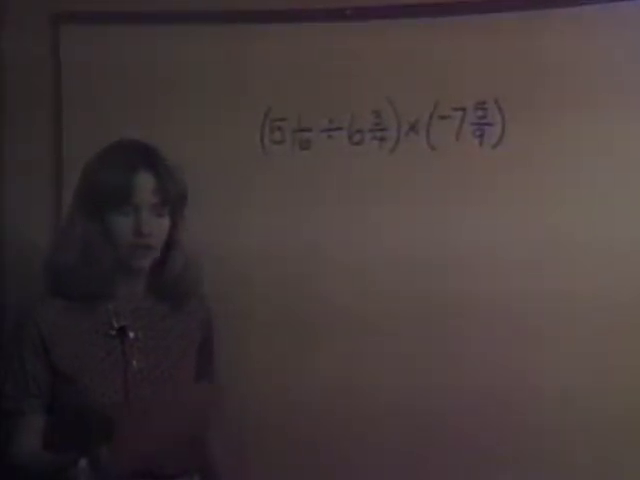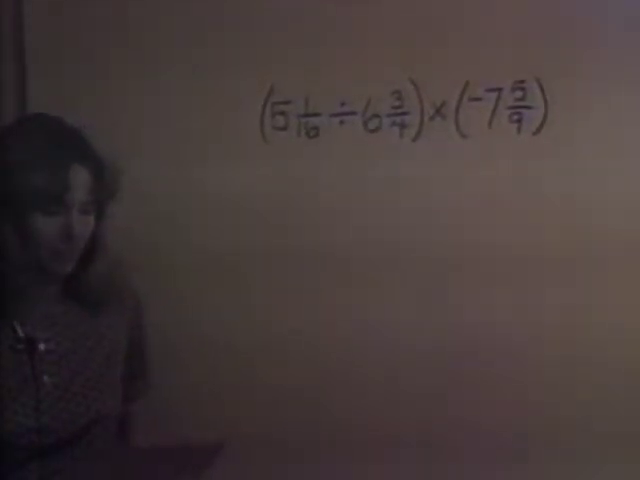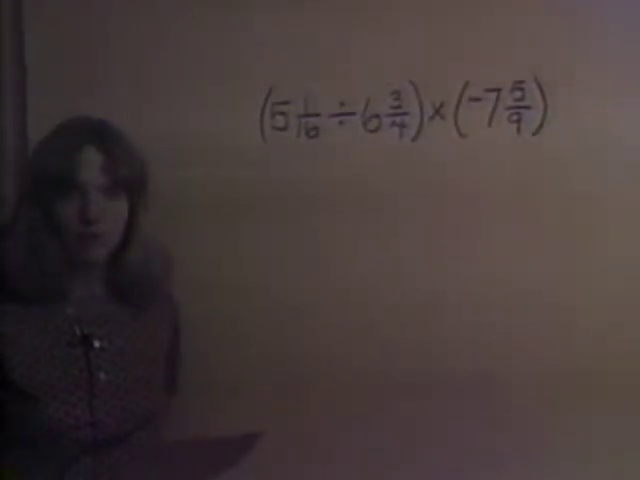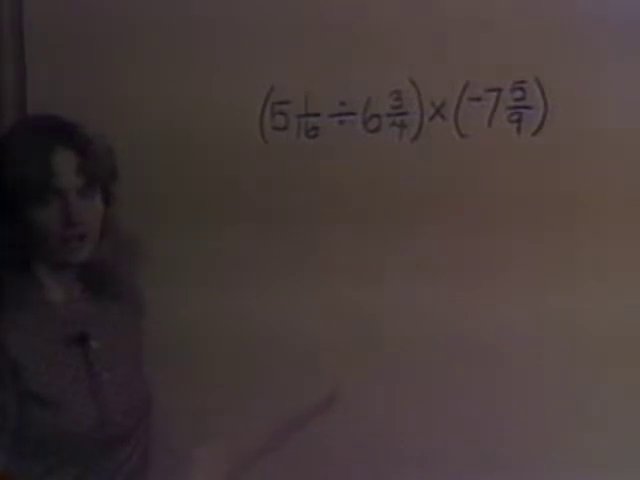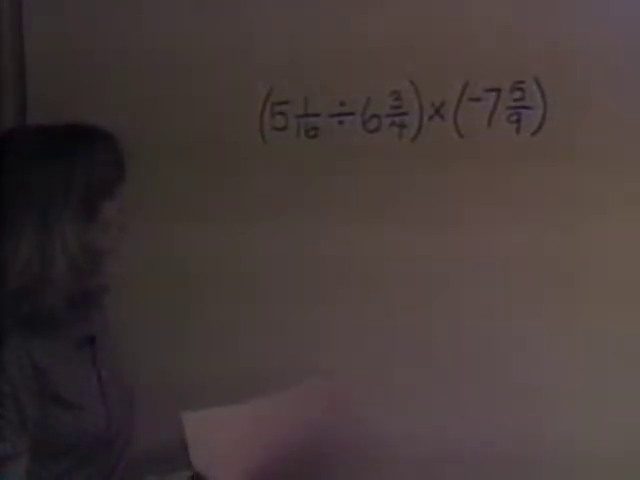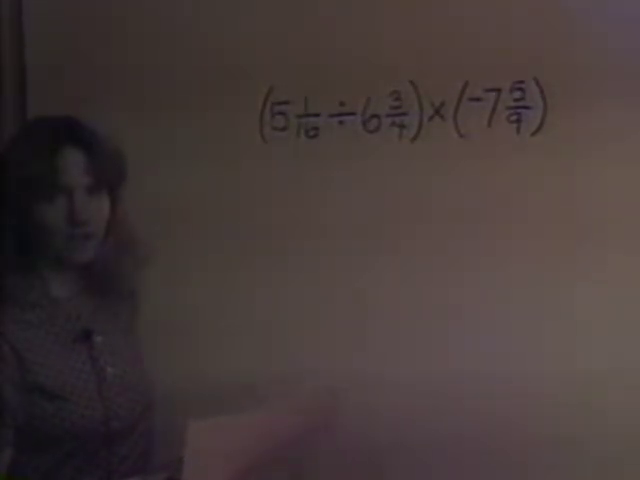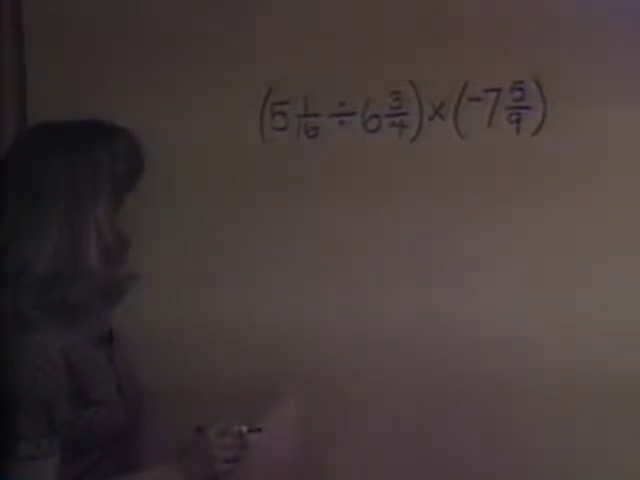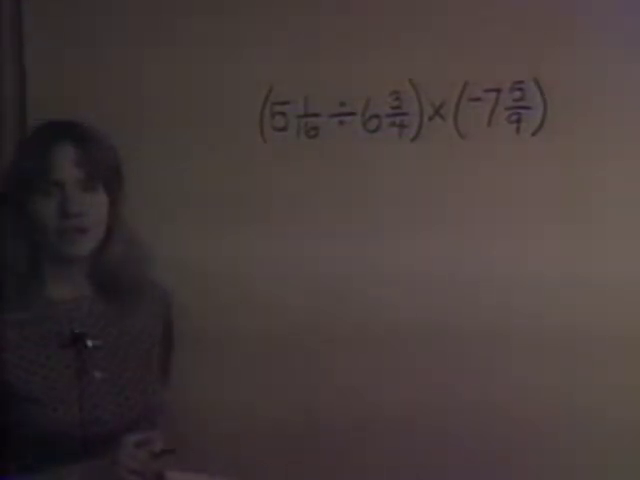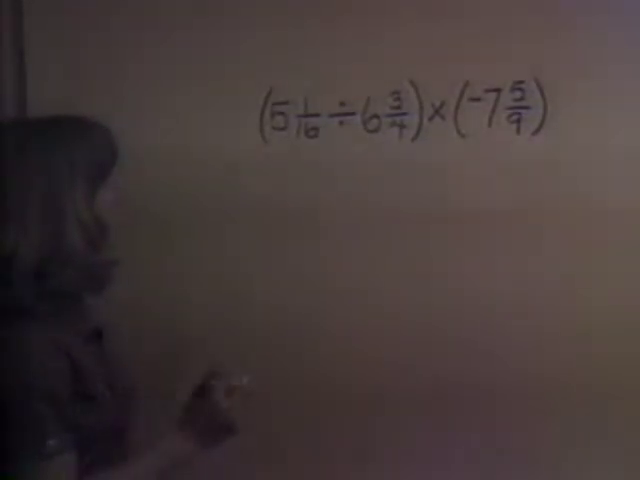Those of you that are working on your 4, on the section where you're dividing with mixed numbers. We have a division and a multiplication problem mixed together here. We are going to work what's inside the first parentheses first. We have 5 1/16 divided by 6 3/4. Before we can do that division, we need to convert those to fractions.